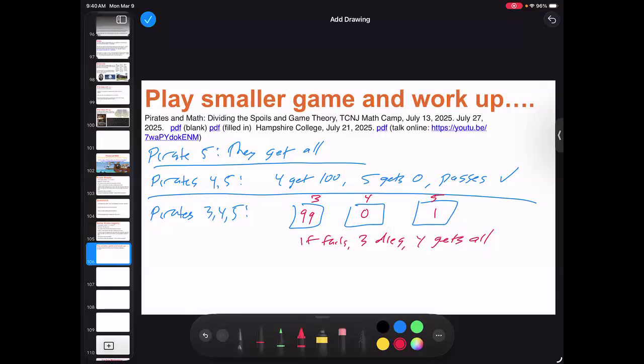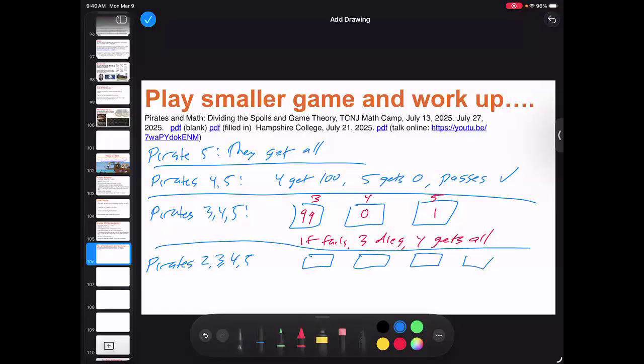And so by that logic, if we have pirates 2, 3, 4, 5, what would be the proposal? There's no scenario where 5 dies. Correct, because they're intelligent. If it gets to 5, 5 votes for it. 5 is not going to die.